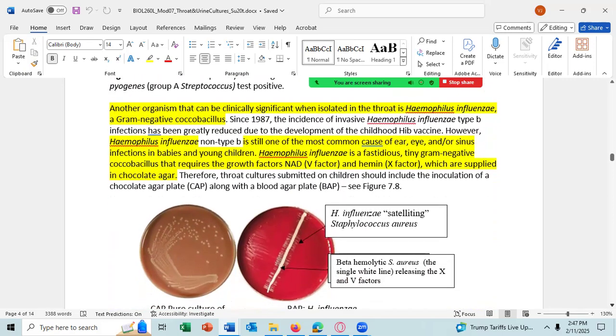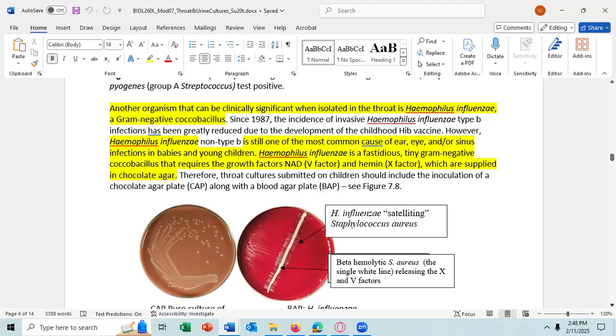Another organism that can be clinically significant when isolated from the throat is Haemophilus influenzae. It's a gram-negative coccobacillus. Haemophilus influenzae is one of the most common causes of ear, eye, and or sinus infections in babies and young children. Haemophilus influenzae is fastidious, but it will not grow on blood agar.